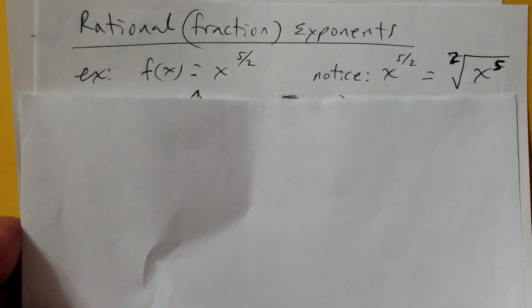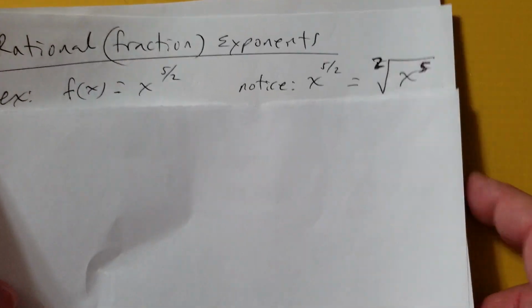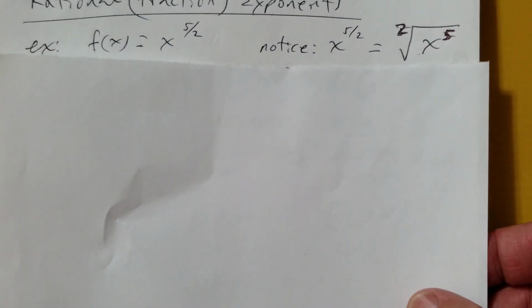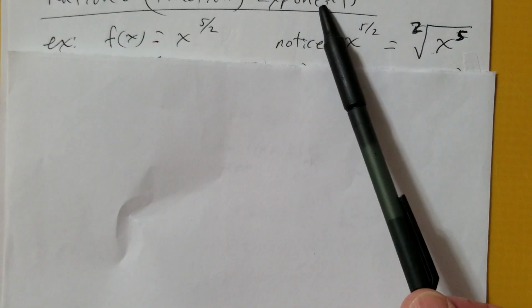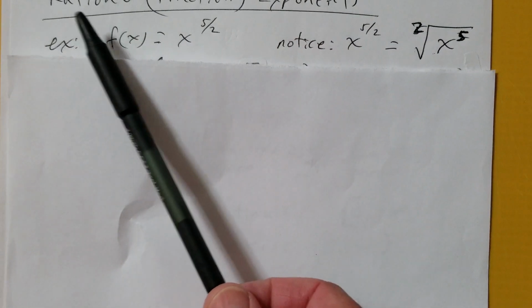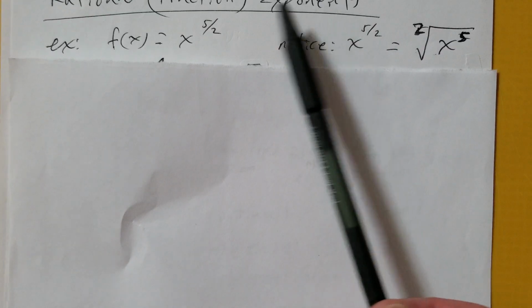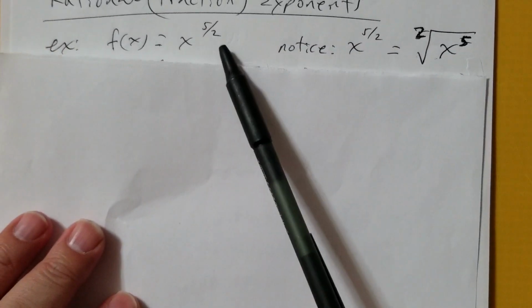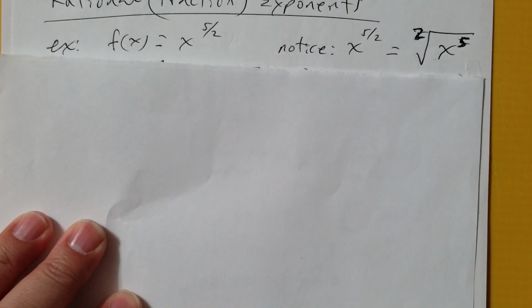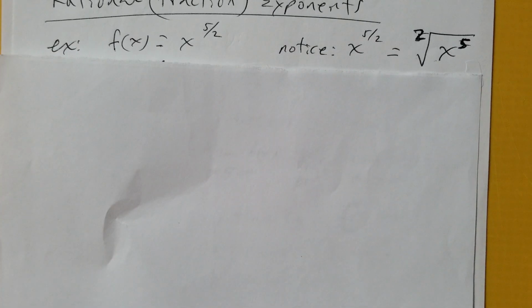Solving radical equations. Then we have, this is slightly different. Then we have exponents, right? But fraction exponents, rational exponents. So we've seen x with a power, but we've never seen x with a fraction power. Okay, so how do you deal with that?